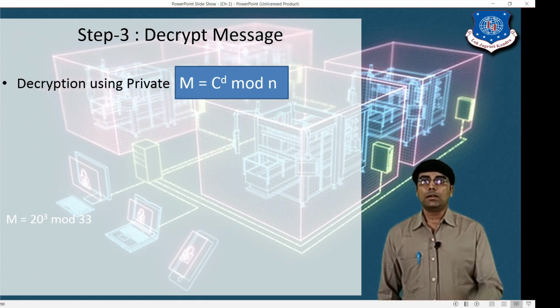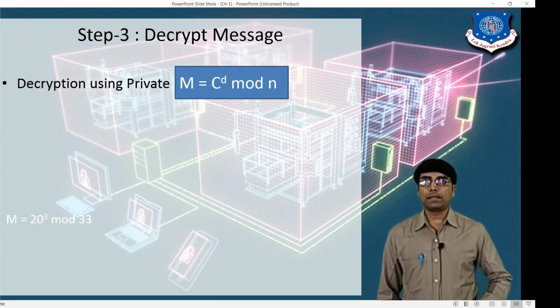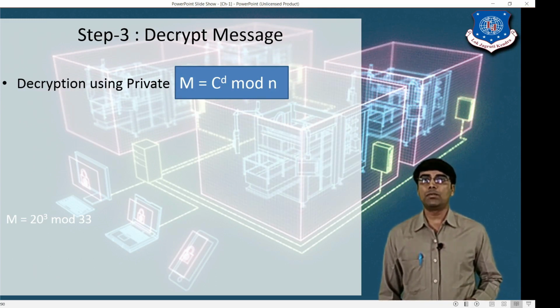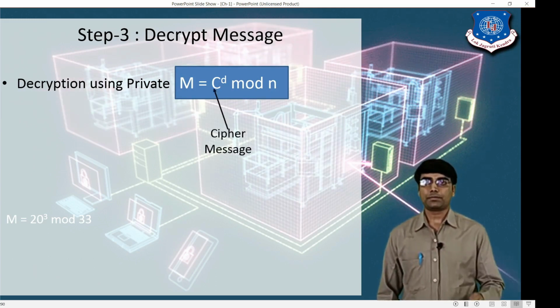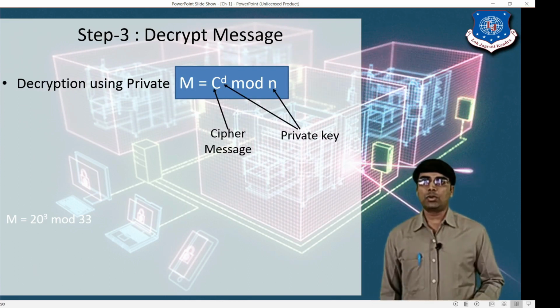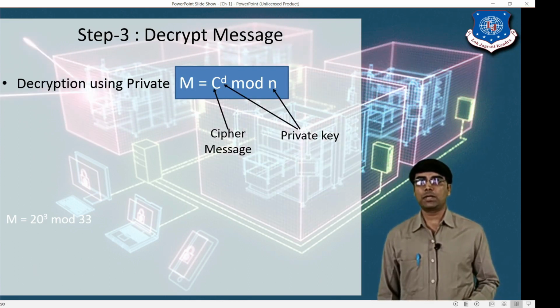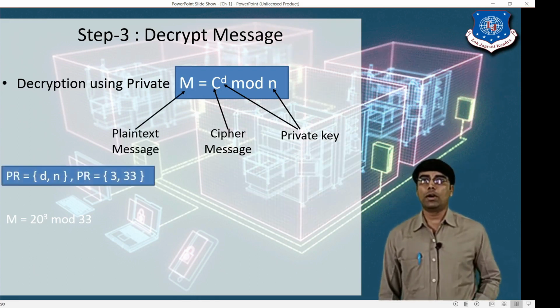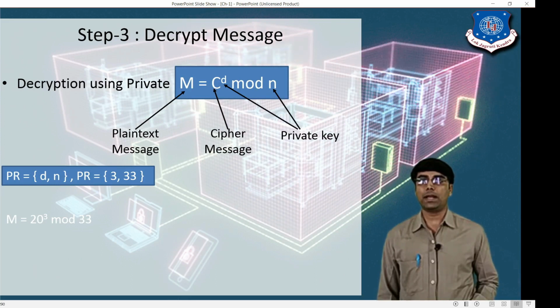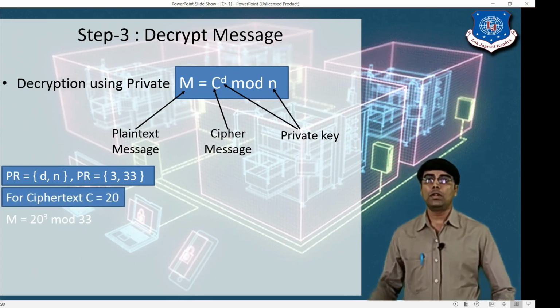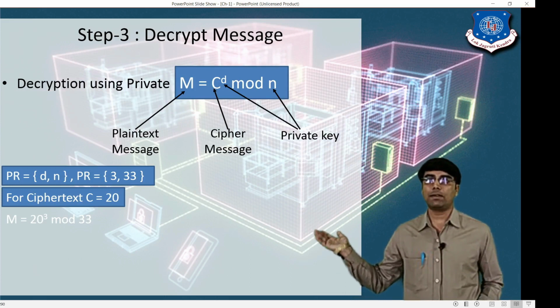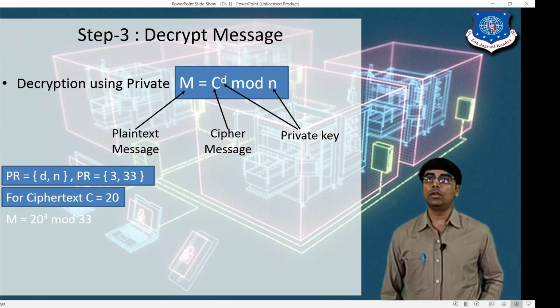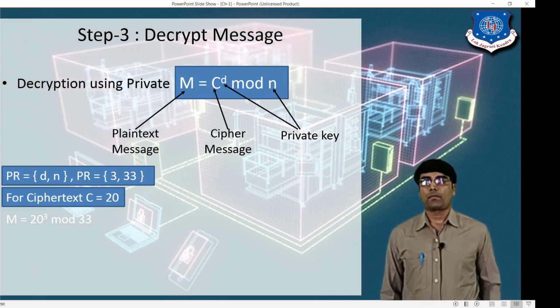So now the formula to decrypt the message: M equal to C raised to D mod N. As you know, C is the ciphertext, D is the decryption key, N is the modulus, and M is the plaintext message. So now our PR is (3, 33). The decryption key is 3 and N is 33. Now the ciphertext C equal to 27. We already calculated C.